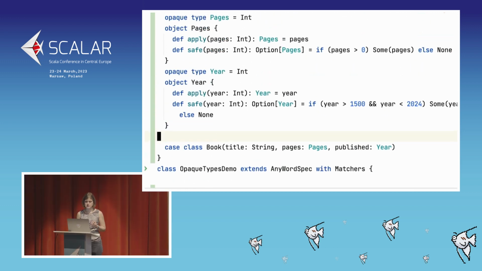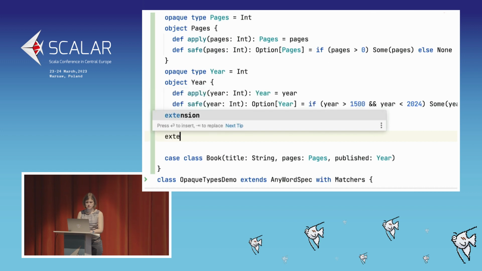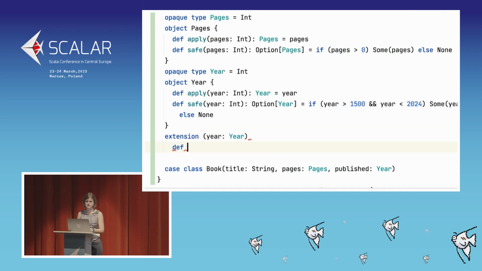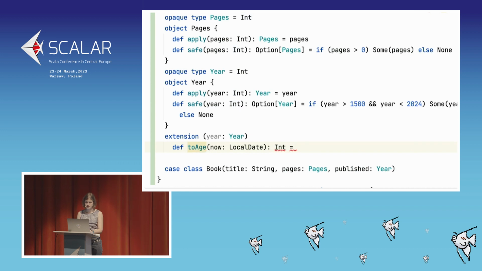So what you can do is you can use another Scala 3 feature, which is the extension methods. So normally you use extension methods in Scala 3 to add more methods to a type which is otherwise closed. And we can also use that here. So we are defining an extension on the year type. And we define this toH method. It will take the local date. So we just need to know when is now, when are we in time. And it returns an integer, because that's what we would like to have. So the body of the method is, let's take the number of years that is now and subtract the number of years from the book.